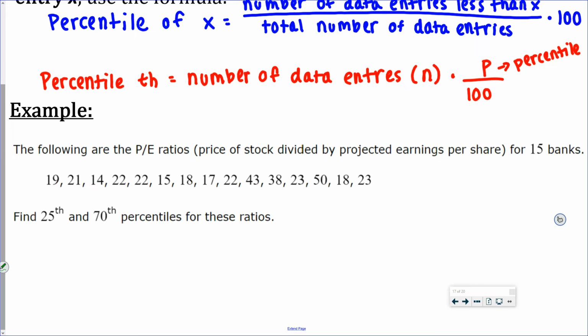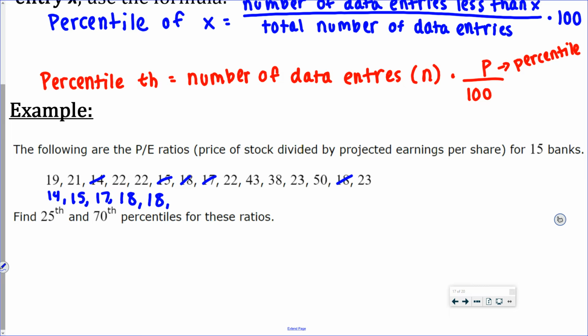The following are the PE ratios, price of stock divided by projected earnings per share, for 15 banks. These are kind of out of order, which doesn't technically matter, but it will help us when we go to locate which number is our cutoff number. So I'm going to reorder these quickly. Let's just do it right below here. So 14, 15. It's not going to matter in our calculations, but it will help us to identify what our cutoff number is.